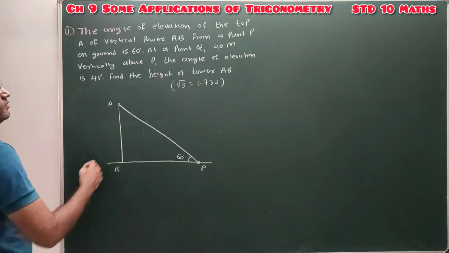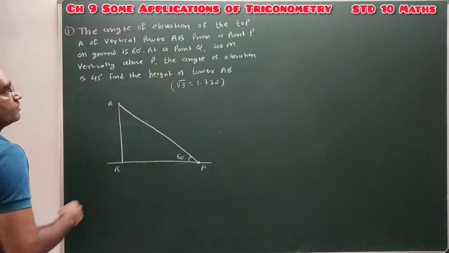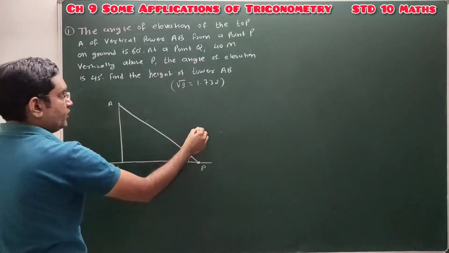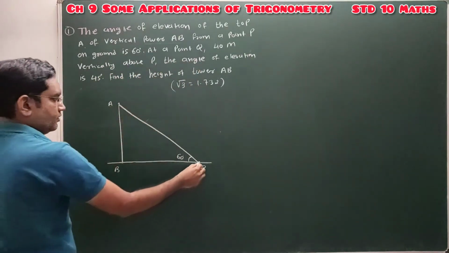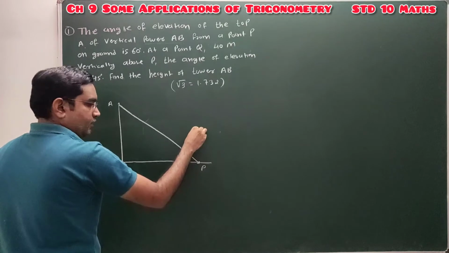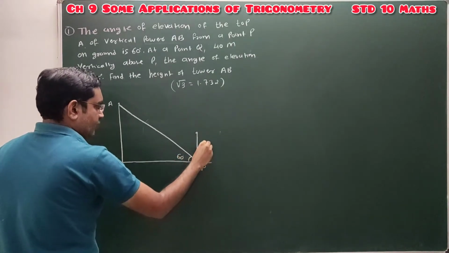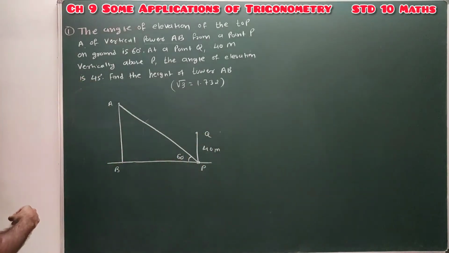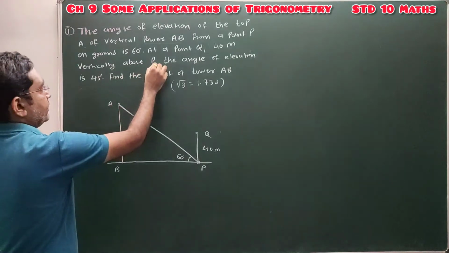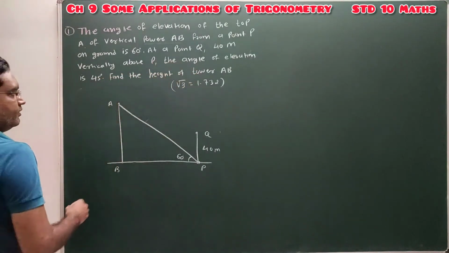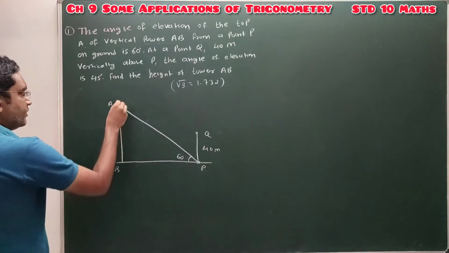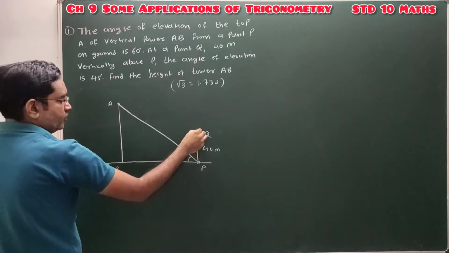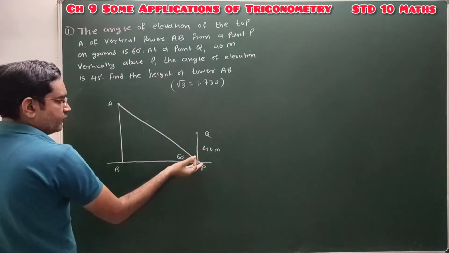Now next line, at a point Q, that is at a point Q 40 meter vertically above P. So this is point P, point Q is 40 meter above point P. So this is one point Q. At a point Q which is 40 meter vertically above point P, the angle of elevation is 45 degree. Again the point under observation is this point A and you have to observe this point A from the point Q which is 40 meter above point P.